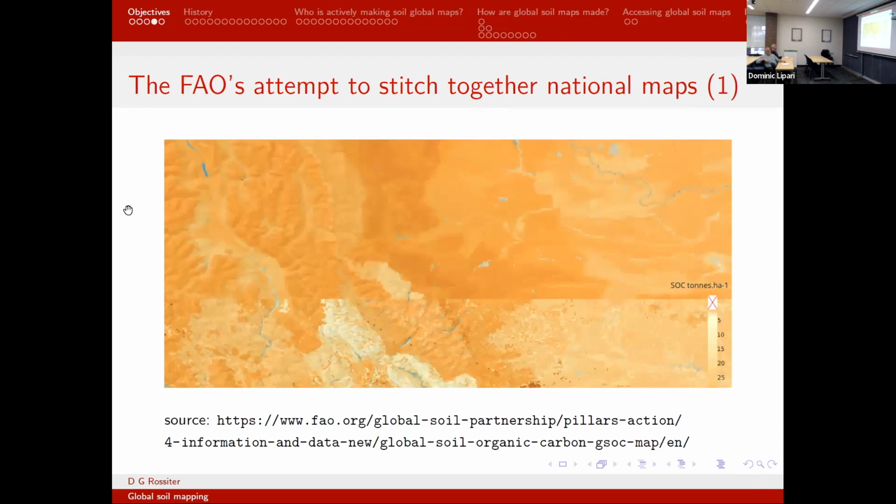This is an example of what happens when the FAO tries to stitch together national maps. Now, the FAO, the Food and Agricultural Organization, has the mandate to work with countries. And so they like to work with each country, which makes perfect sense. And so they like to do their projects from the bottom up. And here we have two countries, and we're looking at their soil organic carbon stock. Which two countries are we looking at here?